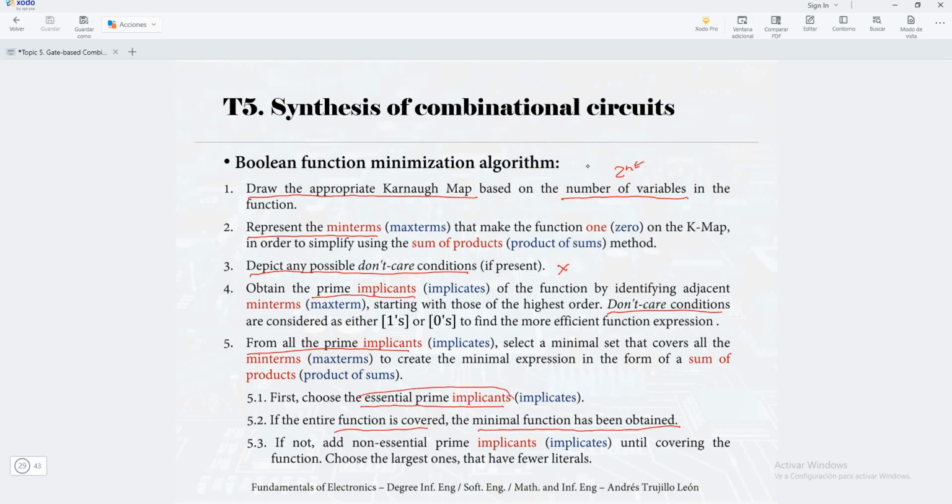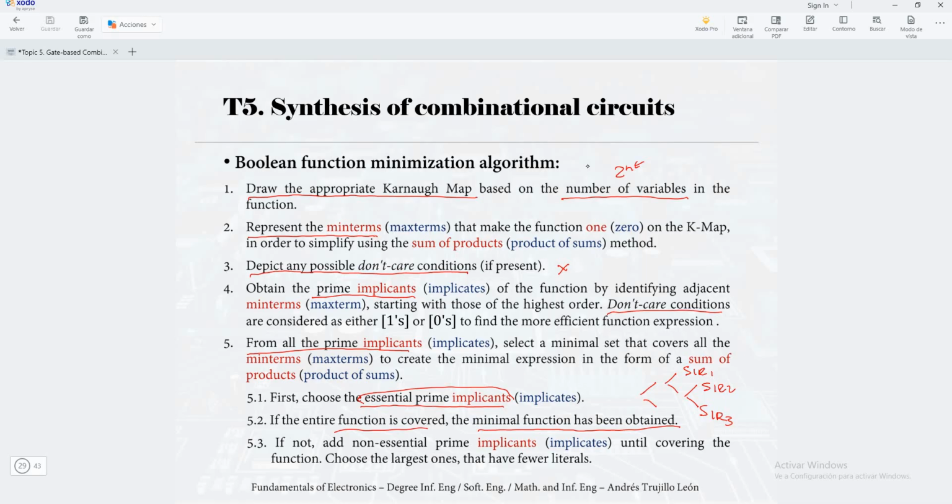If we have certain ones uncovered, we have to explore all the possible combinations using the rest of the prime implicants to cover all the ones of the function. And we are going to have a structure or a tree, as we saw. So we are going to obtain several irredundant sums. When we have all the irredundant sums, we are going to check which of them has the fewest, the smallest number of prime implicants.